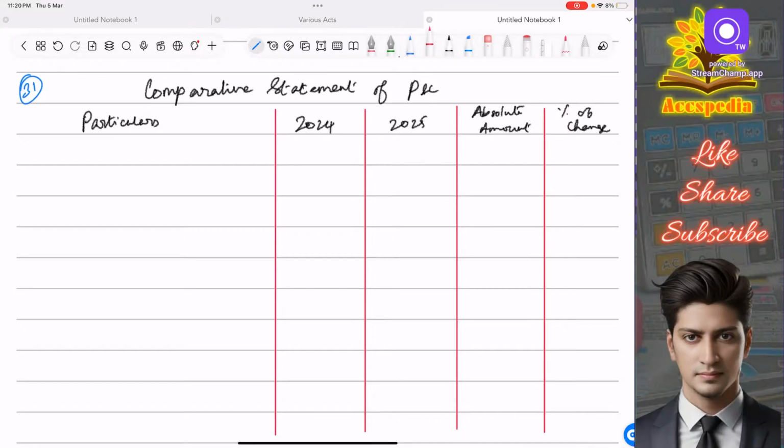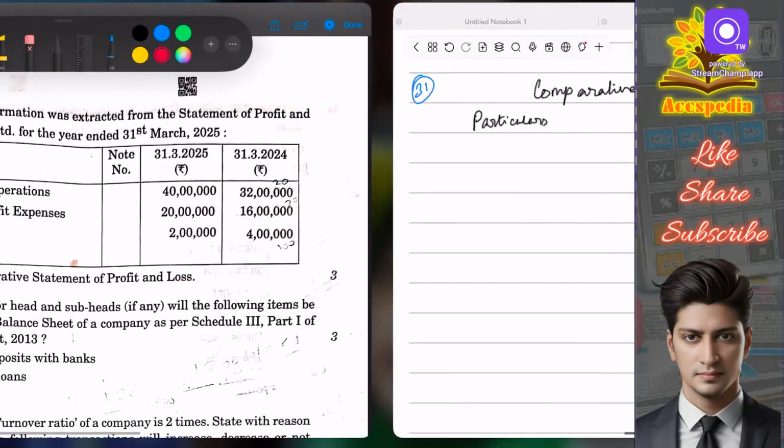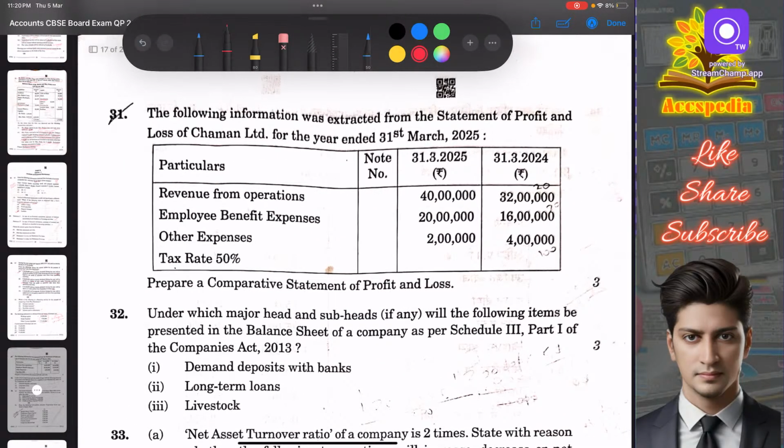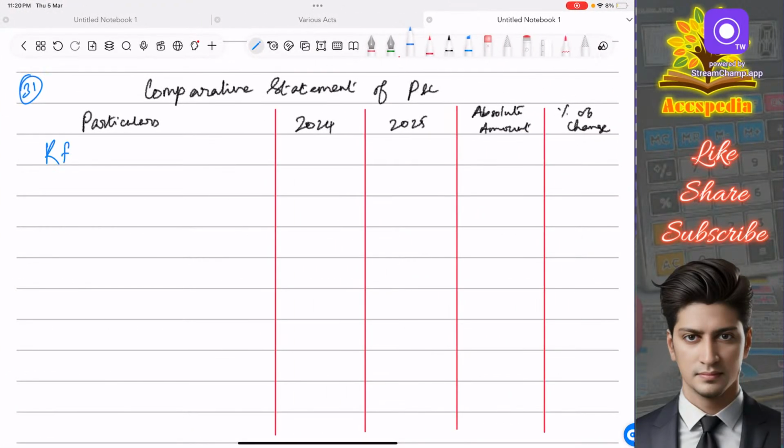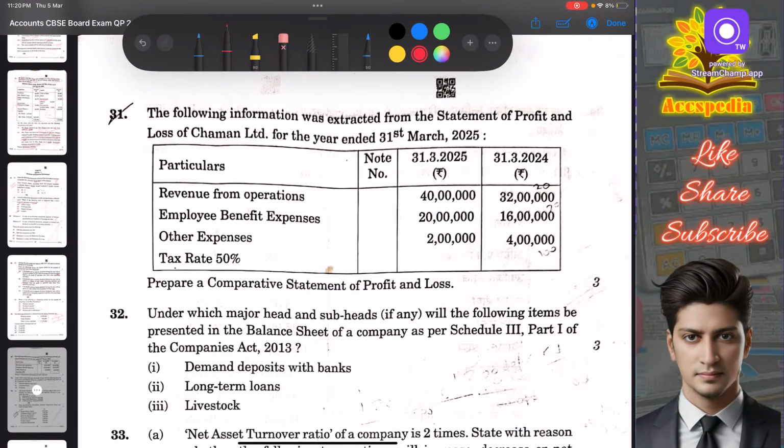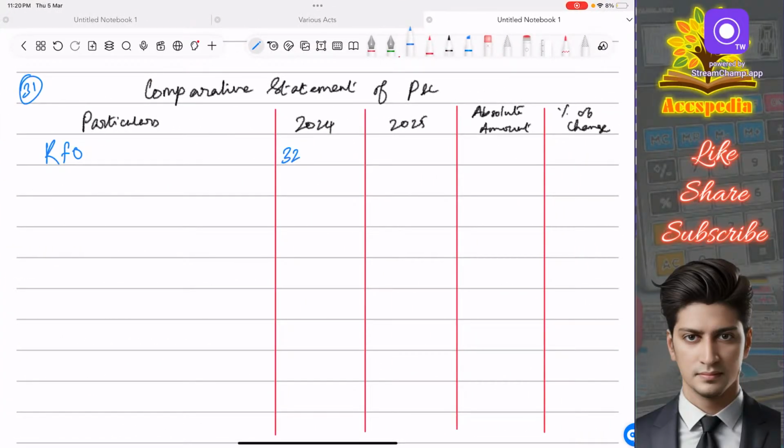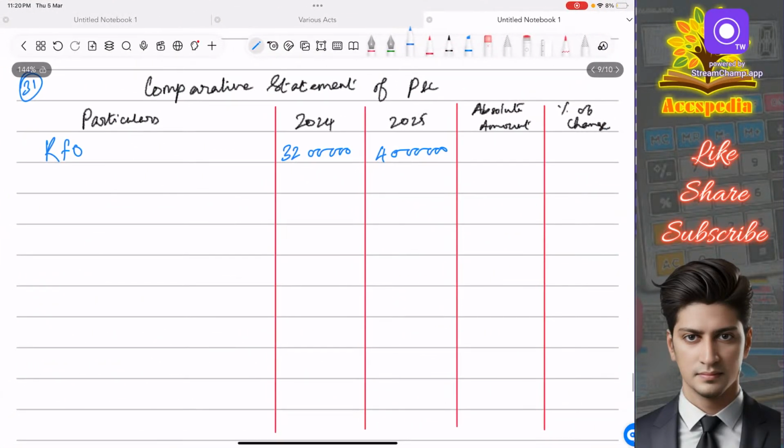percentage of change. So these are the information that we want. Let's prepare. For the income statement, first we write revenue from operations. Revenue from operations: 2024 is 32 lakh, 2025 is 40 lakh. You have to be very careful while writing the values. Do not swap the years; the 2024 value and the 2025 value must never be interchanged. Since there is no other income, just close this value. This is the total revenue.